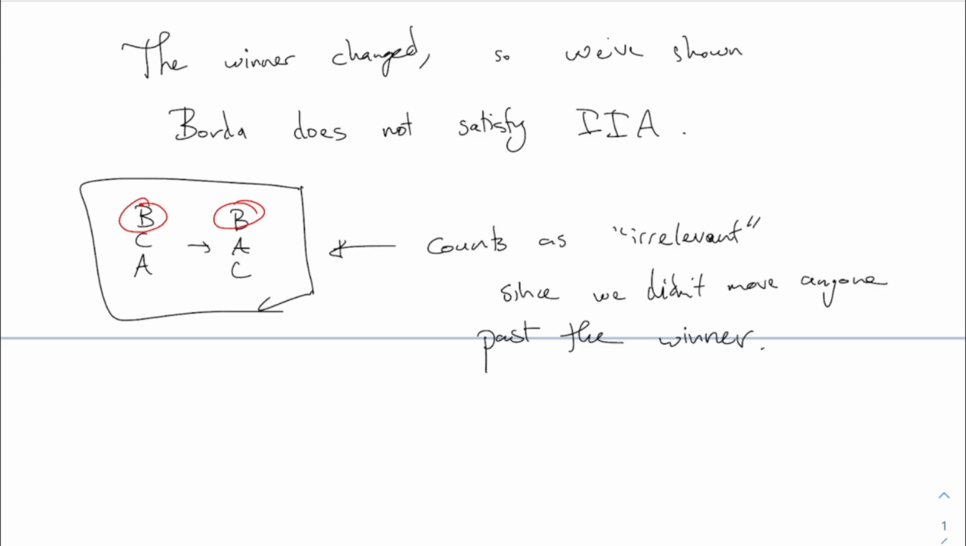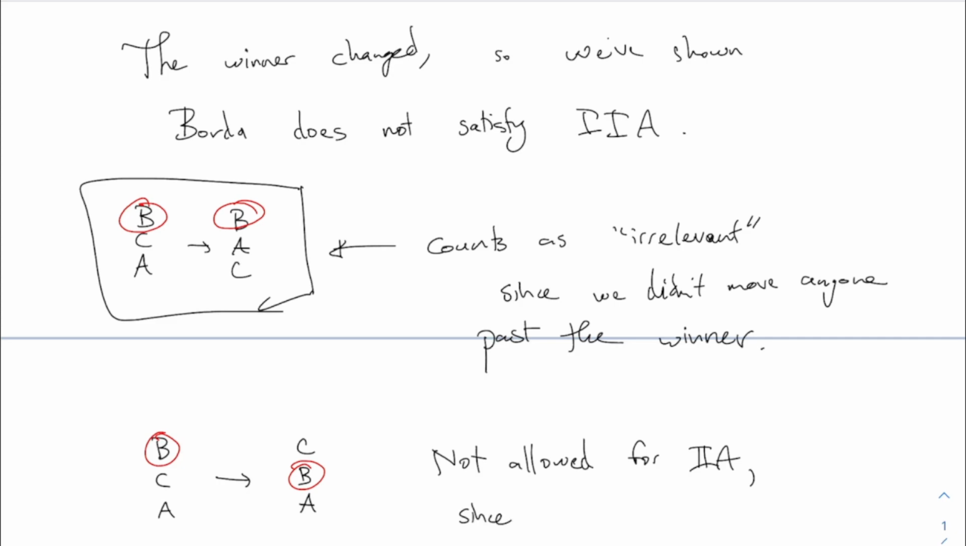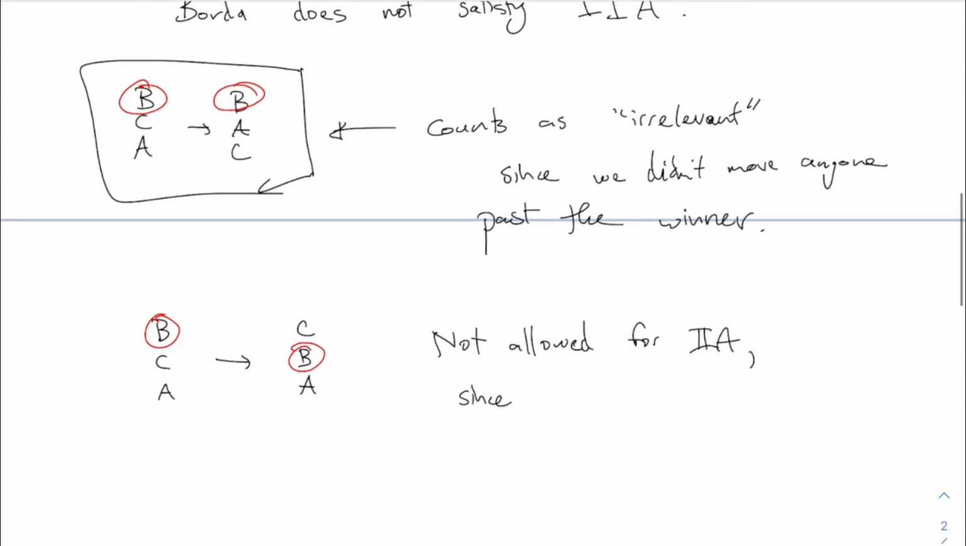But if you had moved someone past the winner, then it doesn't count. So, for example, if I said it was BCA and I switch it to CBA, this is not allowed in IIA, right? So this is not allowed for the IIA. Since in this case I moved the C past the B, right? And B was the winner.